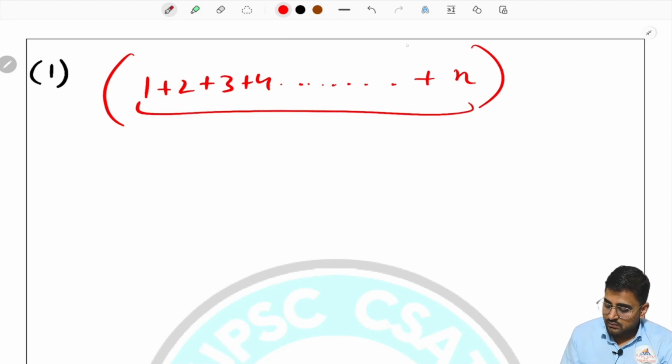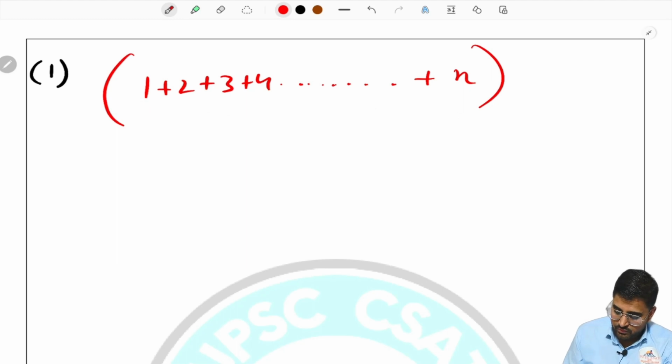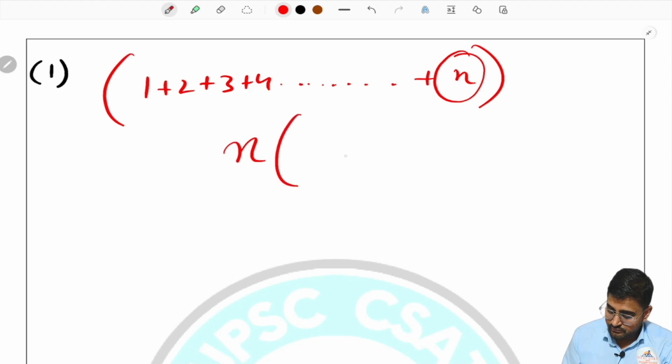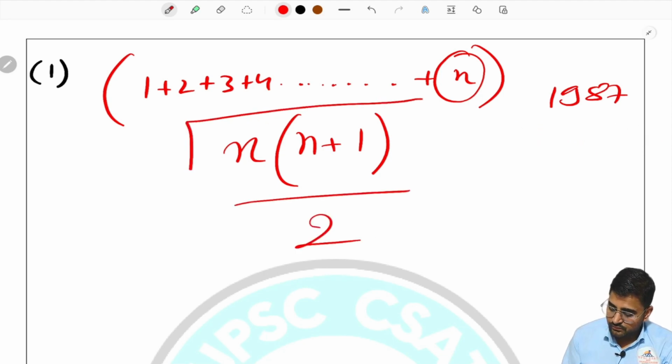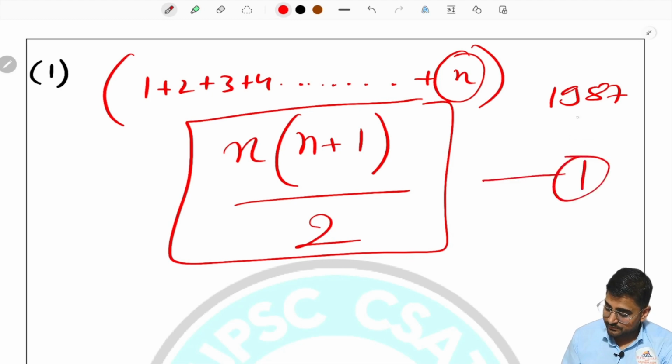But if it is 1987, this may take an hour. So to make things short, there is a formula. Okay, the basic formula: the last term multiplied by the next term. It is 1987, so you have to multiply 1987 into 1988, and this should be divided by 2. That's the first thing.